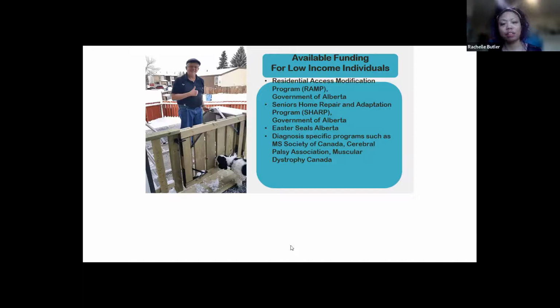And then diagnosis-specific programs such as the MS Society, Cerebral Palsy Association, Muscular Dystrophy Canada. If you have a membership, or a client or an aging parent has a specific diagnosis, I would definitely recommend joining to become a member of any programs such as these. And they also provide cost share funding to go towards modifications as well. And there's also different modifications; I only focus on those two, but different modifications include doorway widenings.